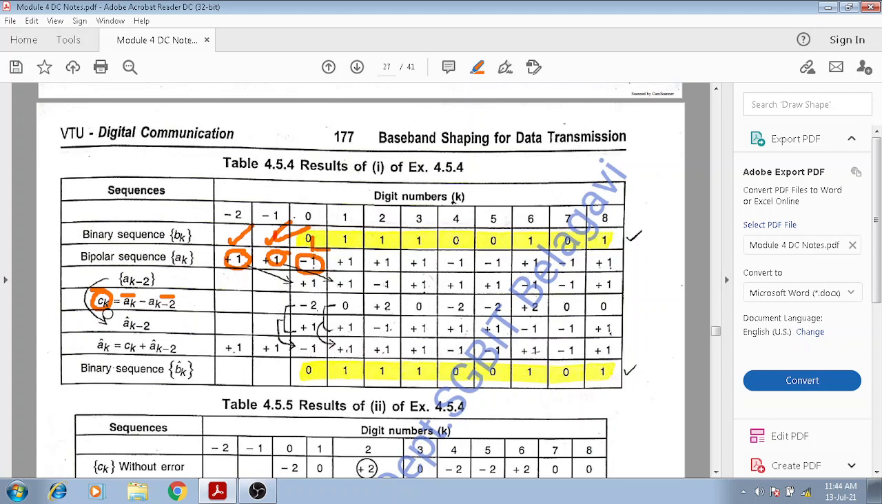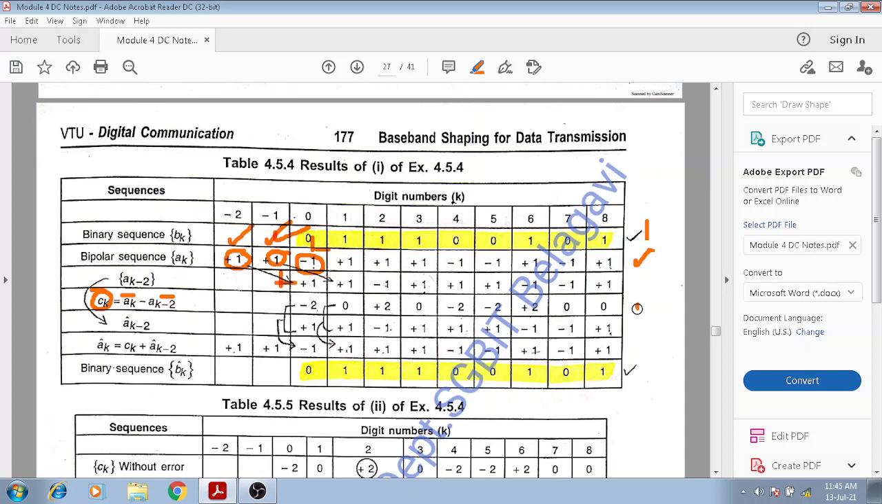Then how to get CK? Don't bother about this row, don't bother about this row. You write down only this, this is important, this is important, and here you write down AK minus 1 is also plus 1, AK minus 2 also plus 1, right? You can assume minus 1 also, but for better convenience you use plus 1, right?